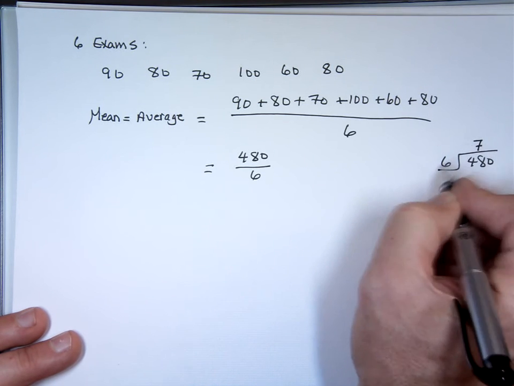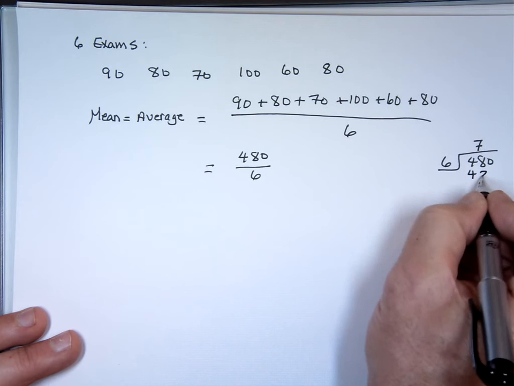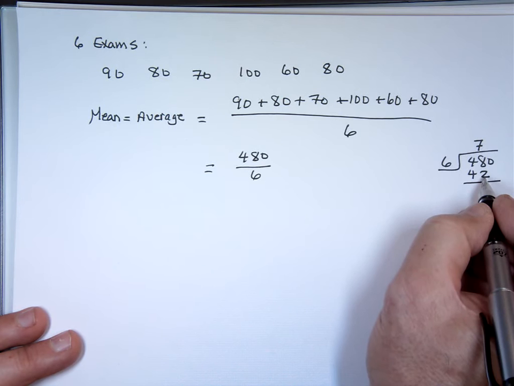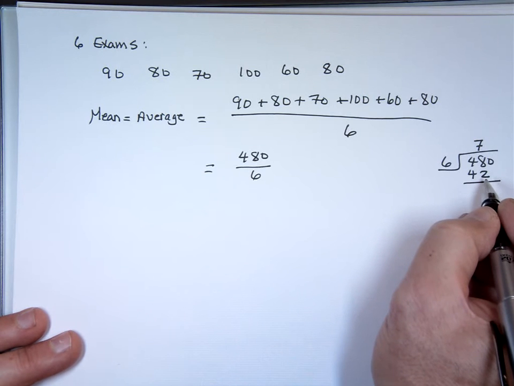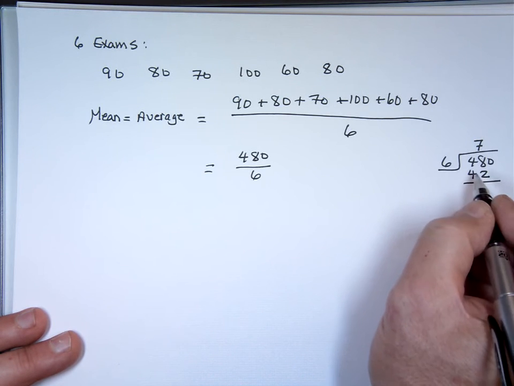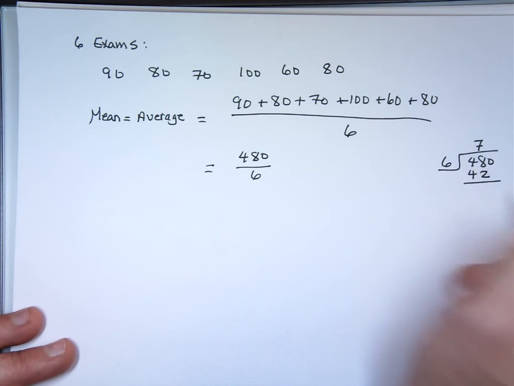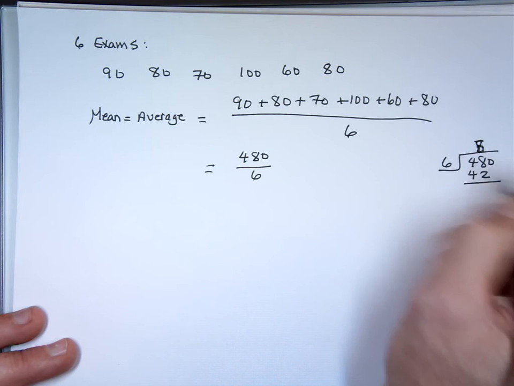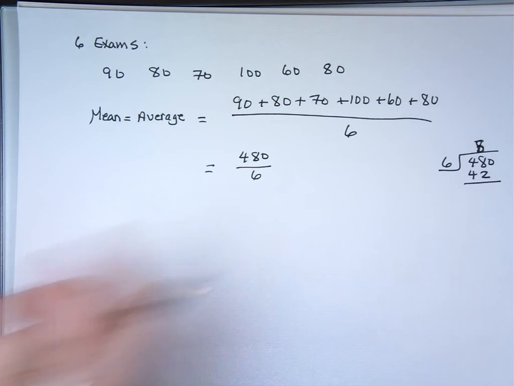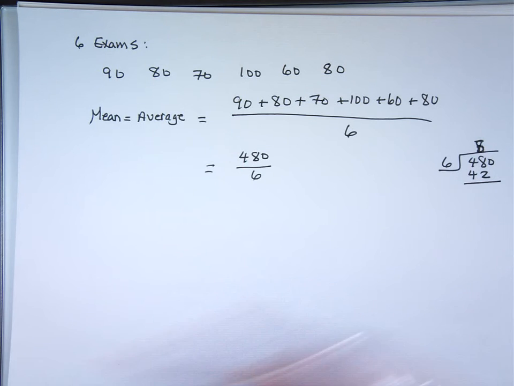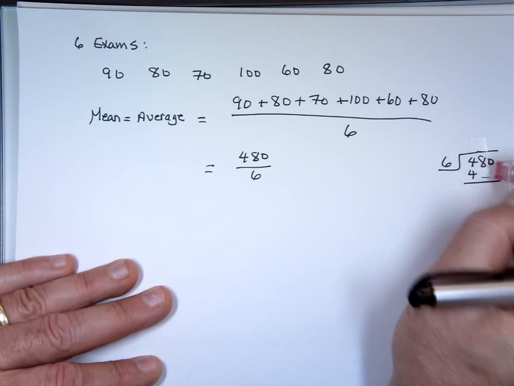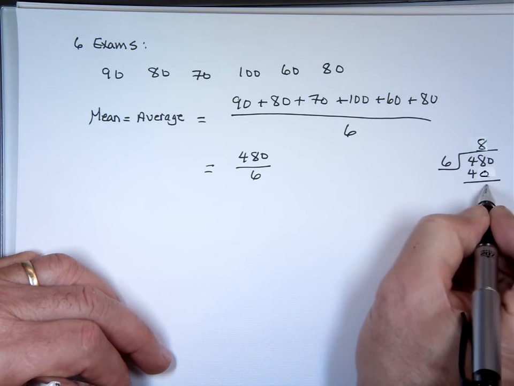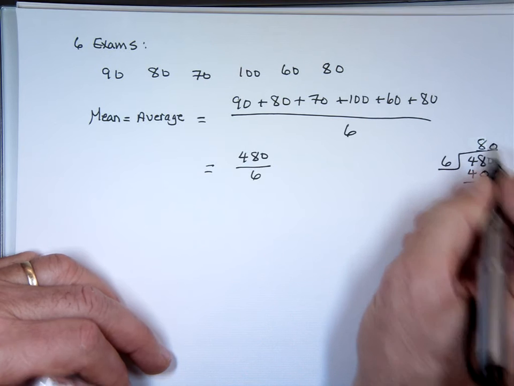7. 6 times 7 is what? 42. How about 8? Yep, because that leaves me at 60. How about 8? 8 times 6 is 48. It's an 80. 48, the remainder is 0. Bring that 0 down, that'll make it a 0. That's an 80.